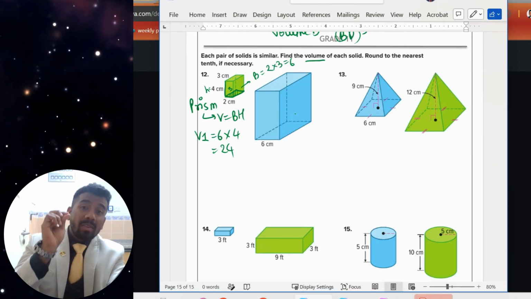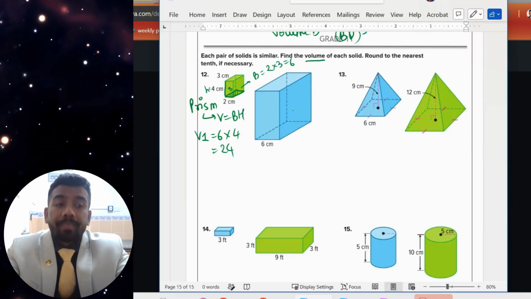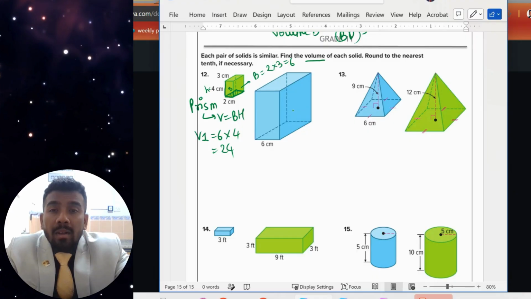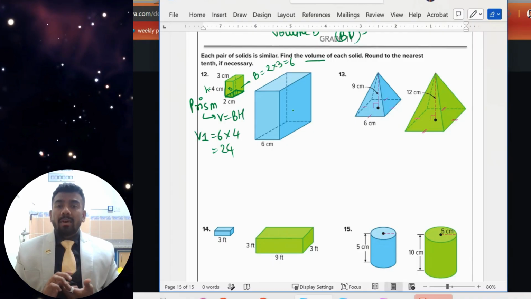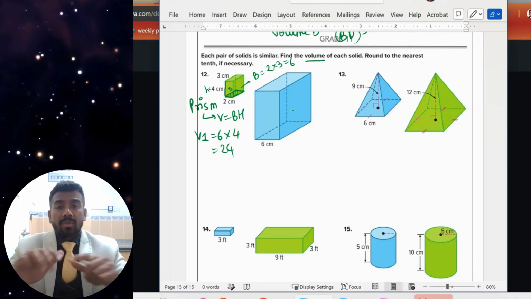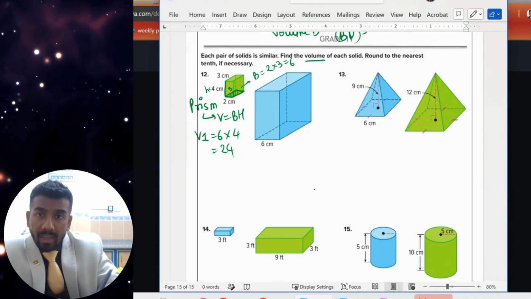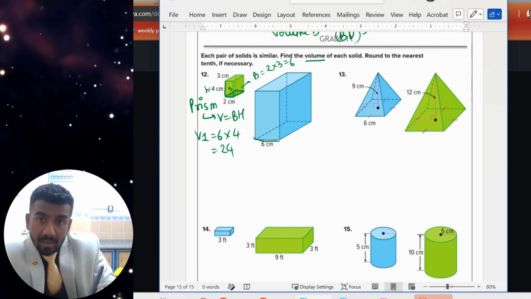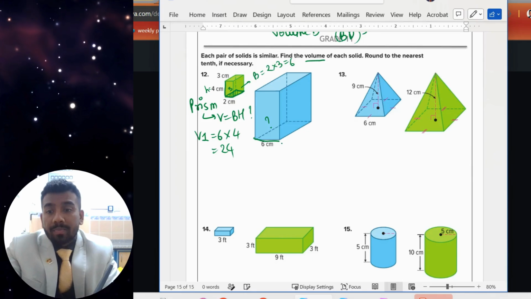We don't have enough sides, enough values to find the volume of this blue figure. So we have this breadth, but we don't have the length, and we don't have the height also.